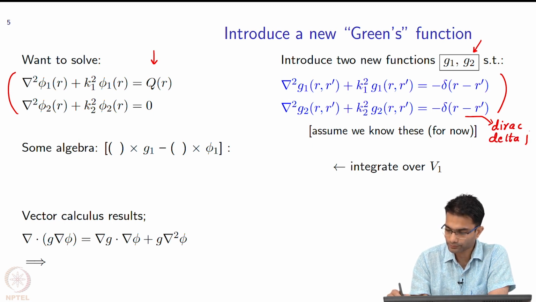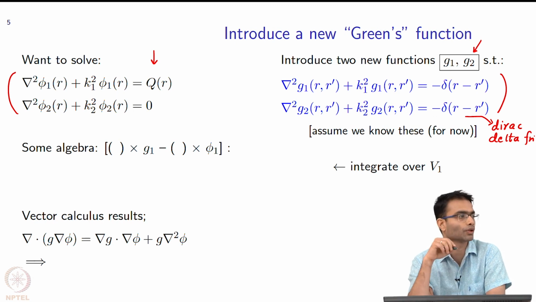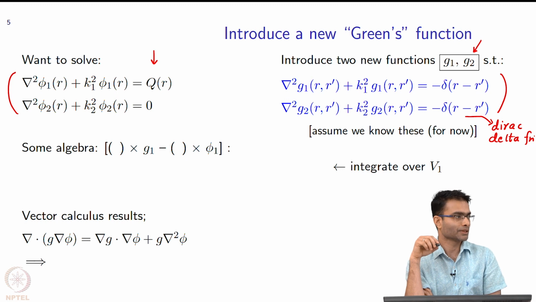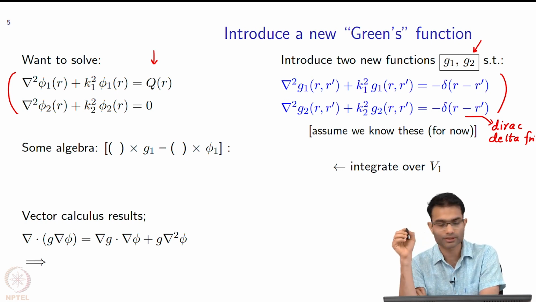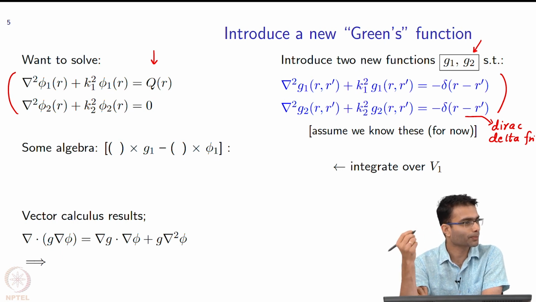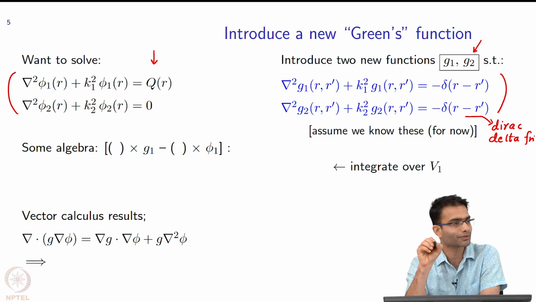Dirac delta function. We all know the property of a Dirac delta function. It is 0 everywhere and infinity at the point r is equal to r prime, and it is not actually a proper function. But I can talk about its integral. The integral of a delta function, as long as I cover this point of singularity, is 1.